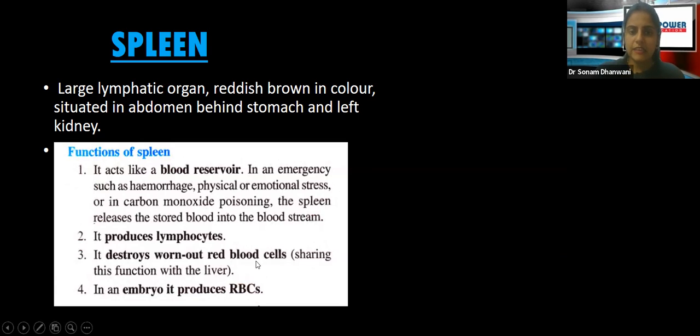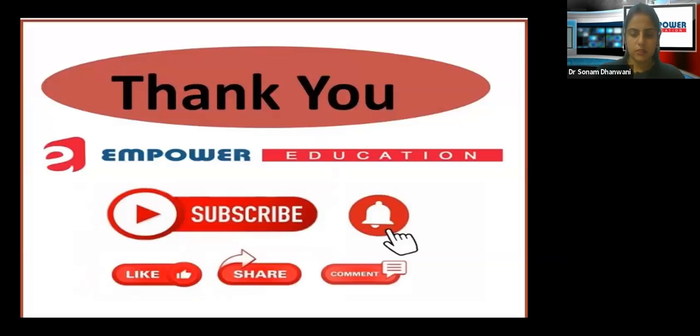Okay. Next thing is it produces lymphocytes. We have seen lymphocytes are cells. It destroys the worn out red blood cells. Red blood cells, we have seen, have a lifespan or life cycle of 120 days. So those which are worn out and no longer useful, it helps in destroying those cells. And it also produces RBCs in an embryo. When the baby is not yet born, when it is still in the embryo form, it is the spleen which is the organ that helps in producing the RBCs. Okay, so that is about the spleen.